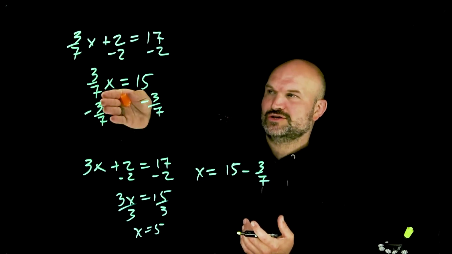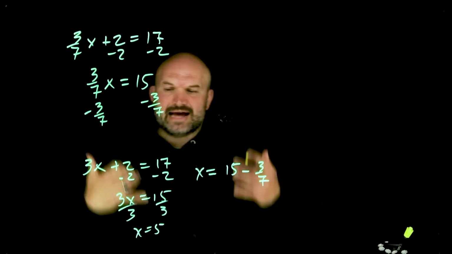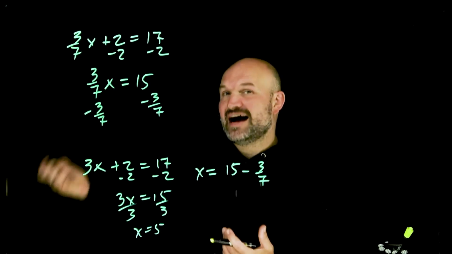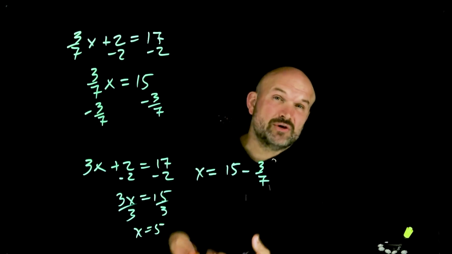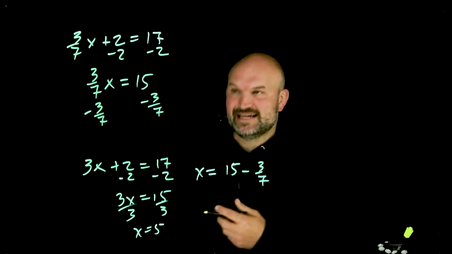No, first of all, you can't even subtract them because they're not like terms, right? So we've got to think, how can we get the coefficient of our variable to be 1? Now, yes, you could divide by 3/7 on both sides. And if you remember, dividing fractions is the same thing as multiplying by the reciprocal, right? But again, sometimes students still get mistaken with that.